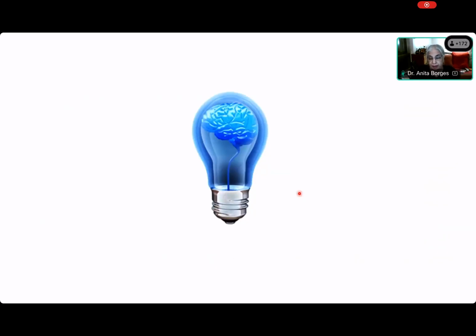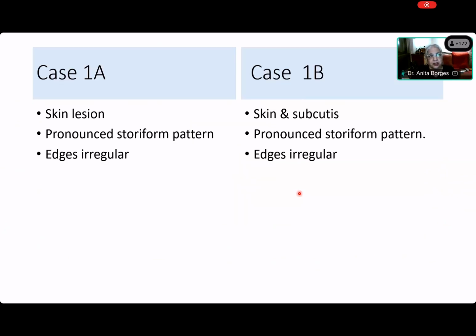So now what do we have? We have two storyform lesions. Both are in the skin. Yes? So case 1A and 1B. Saida, do you agree with this? They are skin lesions. Both have a pronounced storyform pattern. I didn't show you the edges, but I'm telling you that the edges are irregular.